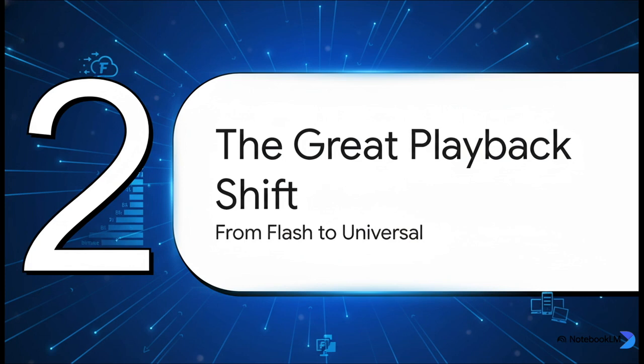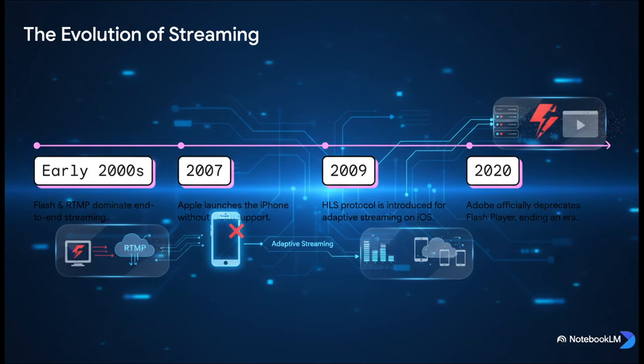Okay, but if RTMP is so great at what it does, why don't we use it for everything? Why is it just the first mile? Well, that's because the internet went through this massive shift that totally changed how we all watch video. Back in the early 2000s, RTMP and Flash, they were a package deal. RTMP sent the stream, and the Flash player in your browser played it.